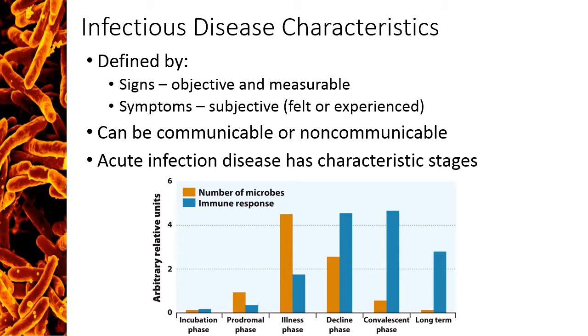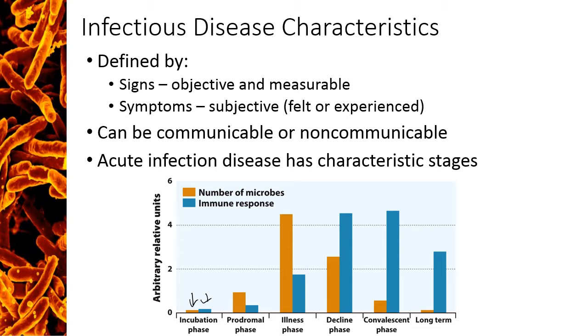And when you look at infectious diseases, an acute infection, so one that has a short time frame, has characteristic stages that we can see here. The first is the incubation phase. If you notice during the incubation phase, we have a very low number of microbes. Okay, this is when the microbes have first gotten into the body, and we have pretty much no real immune response because the microbes aren't growing yet. During this incubation phase, you've been infected, but you don't actually feel sick. You don't know that anything's going on.